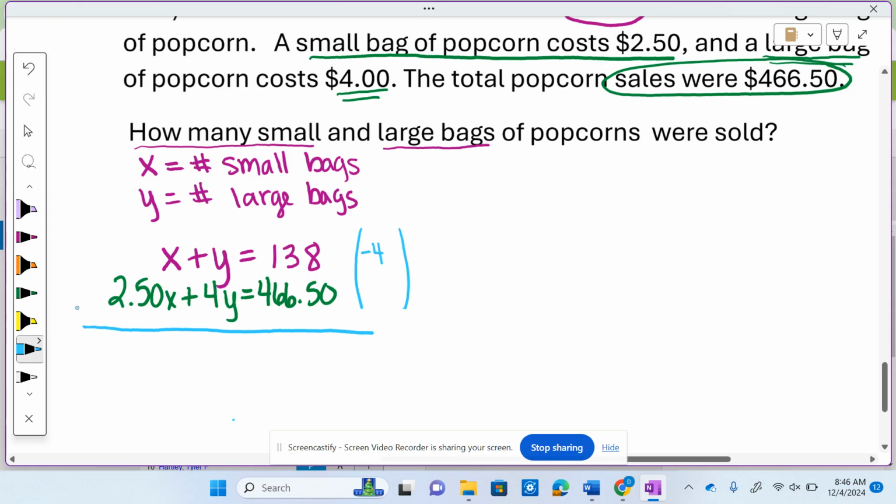-4. I'm not multiplying the bottom by anything, so I'm just writing that I multiply by 1. So let's see. -4 times x is? -4 times y is? And -4 times 138 is? -552. Thank you.